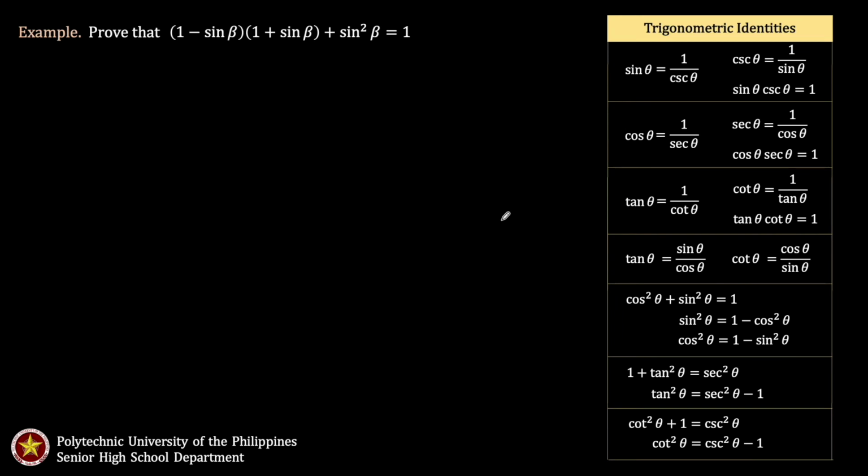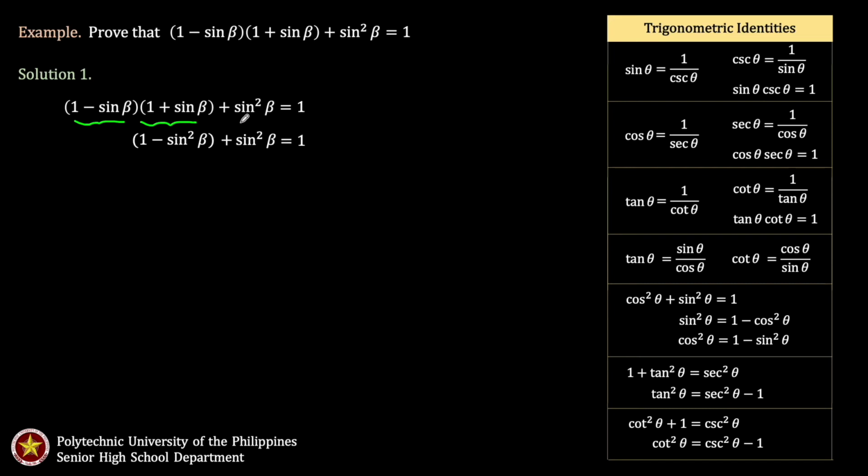Prove that 1 minus sine beta times the quantity of 1 plus sine beta plus sine squared beta is equal to 1. Solution number 1. So this is given. From this identity, we're going to show that the left part is just equal to 1. How are we going to do that? These terms, 1 minus sine beta and 1 plus sine beta, we're going to apply the FOIL method. So that will be 1 minus sine squared beta. You can verify. Then as is, sine squared beta.